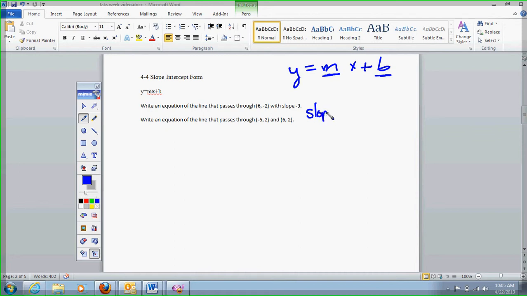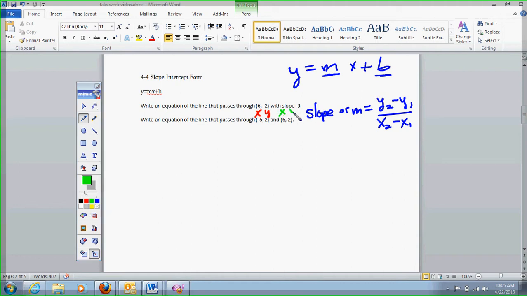Slope, or m, is equal to y2 minus y1 over x2 minus x1. And remember, we discussed this, how to do it. We have an x, y value here.